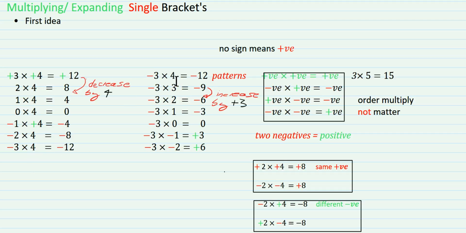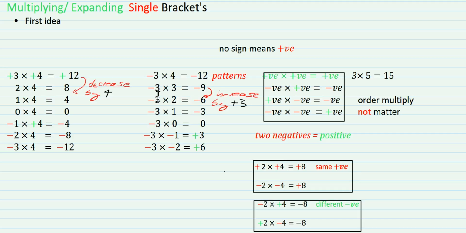So these 4, we're going to decrease by 1, which is 3. Take away 1, which is 2. Take away 1, which is 1. 1 take away 1 is 0. 0 take away 1 is minus 1. Minus 1 take away 1 is minus 2. Okay, then we're just going to multiply them. So minus 3 times 4 is minus 12.